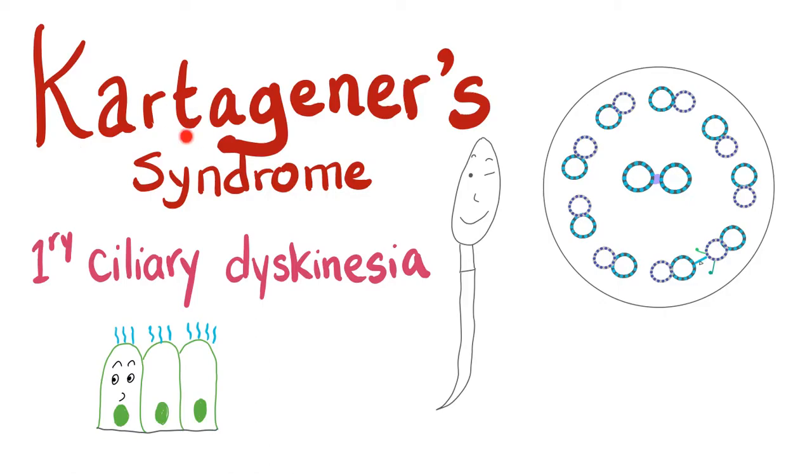We continue our discussion about our playlist called Pulmonology. In previous videos, we have talked about bronchiectasis and all of the obstructive lung diseases. Today, we'll talk about Kartagener syndrome, also known as primary ciliary dyskinesia, also known as immotile cilia syndrome, when your cilia are incapable of moving. With that being said, now let's get started.